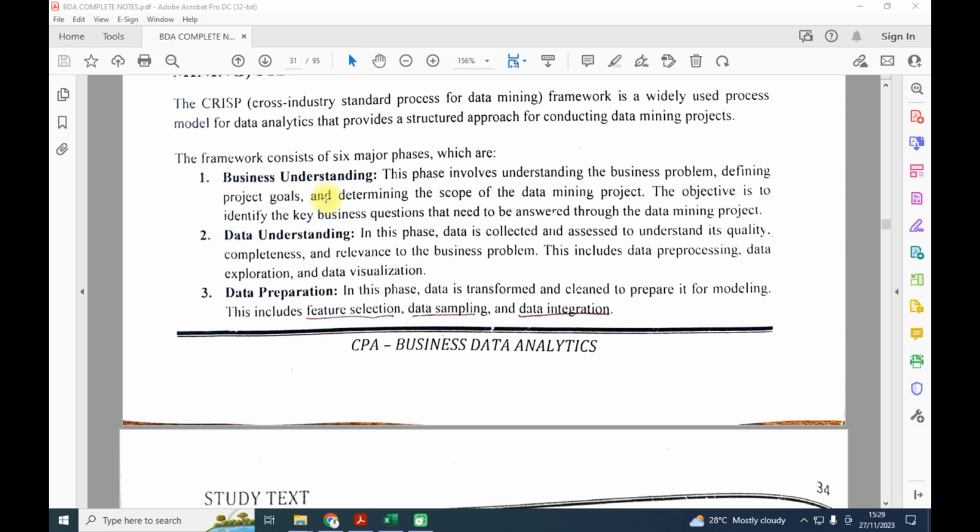That's why we are understanding our business, because before we even gather data, we need first to understand the business, and the objective is to identify the key business questions that need to be answered through data mining projects.